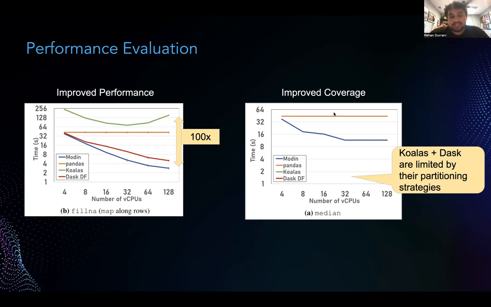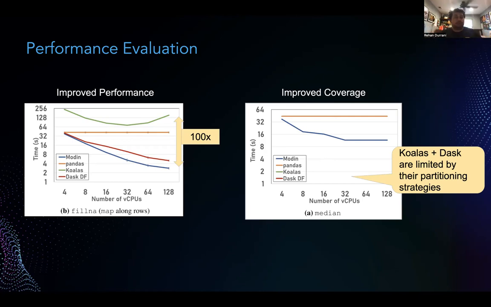On median, we can see that Koalas and Dask DataFrame actually aren't on this graph because they require you to manually partition the data frame and don't support operations like median. Modin does out of the box. So we can see here that Modin replicates the flexibility of data frames while adding scalability.